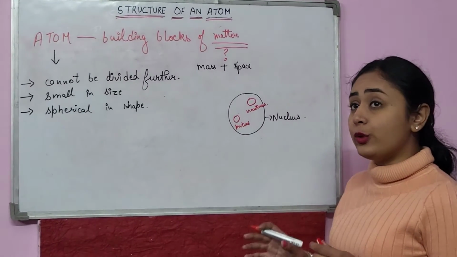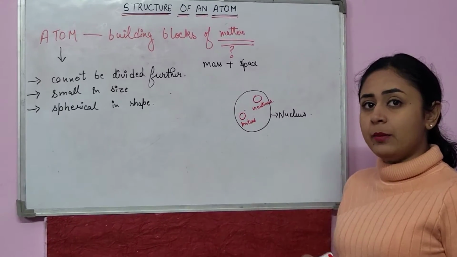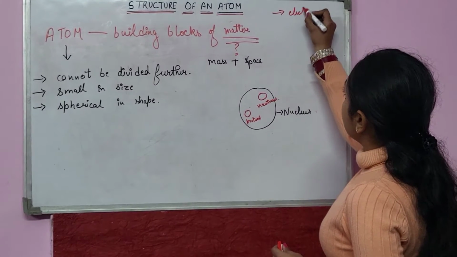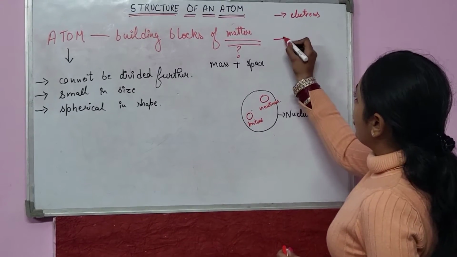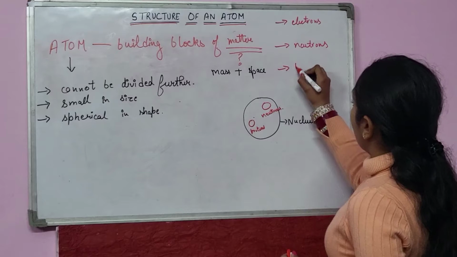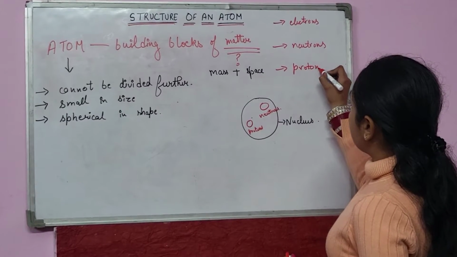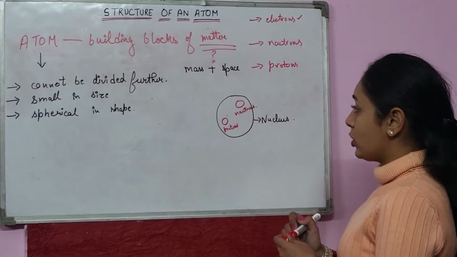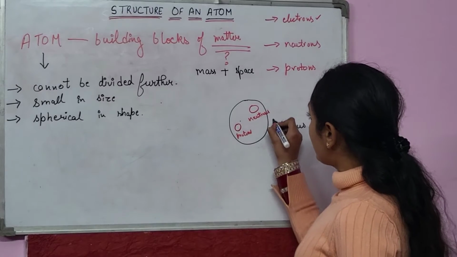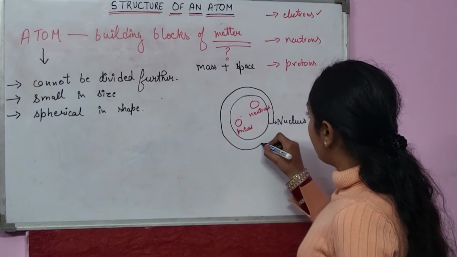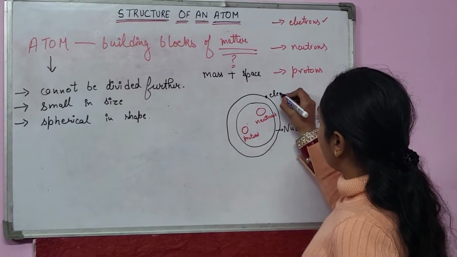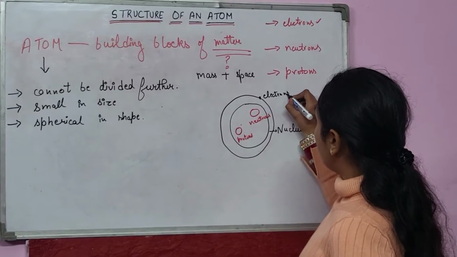Now you might be curious, since there are three things in an atom: electrons, protons and neutrons. But where are these electrons? These electrons are not situated inside the nucleus. The electrons are in a shell outside the nucleus. For example, here this is an electron. Electrons are not inside the nucleus.